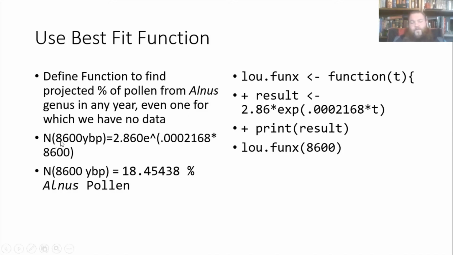So if I want to know what the projected pollen count would have been at exactly 8,600 years ago, I can enter loo.funcs, which is the name I've stored this function under, 8,600, and I get a projection of 18.45% pollen of Alnus over the total pollen.